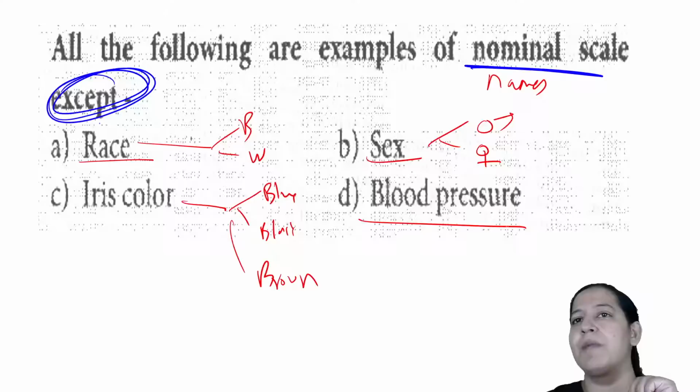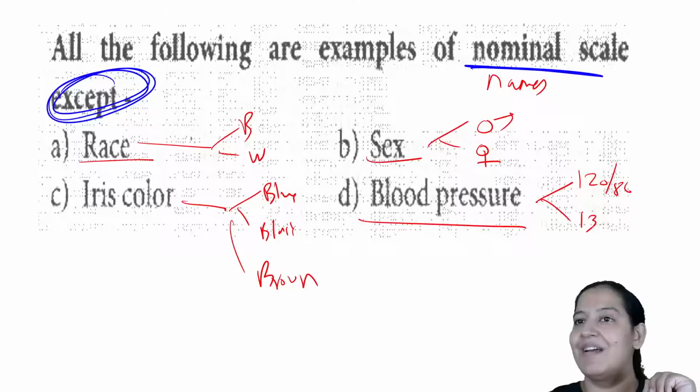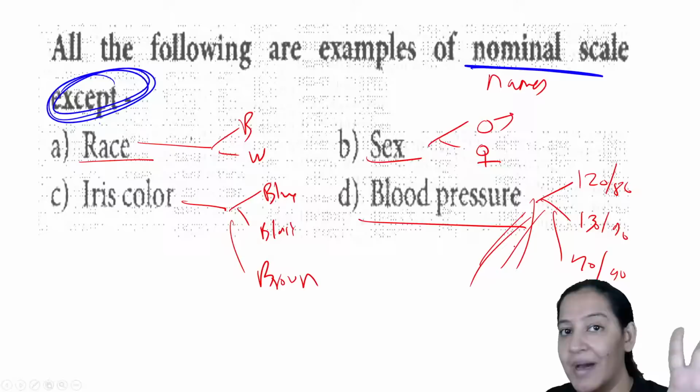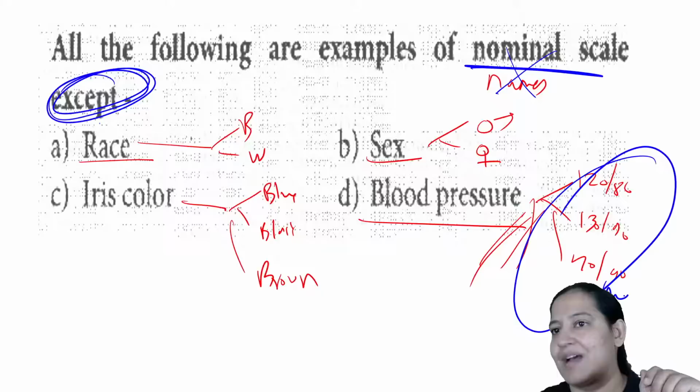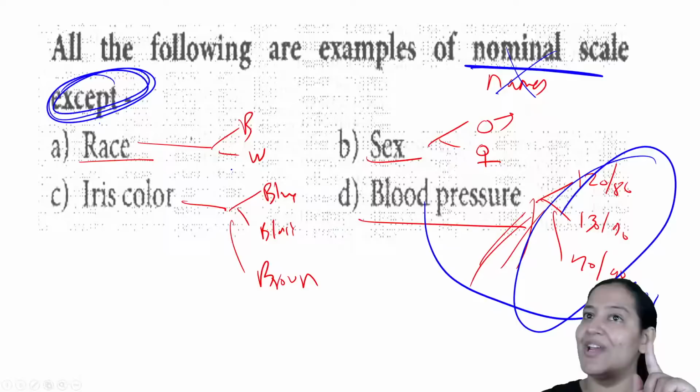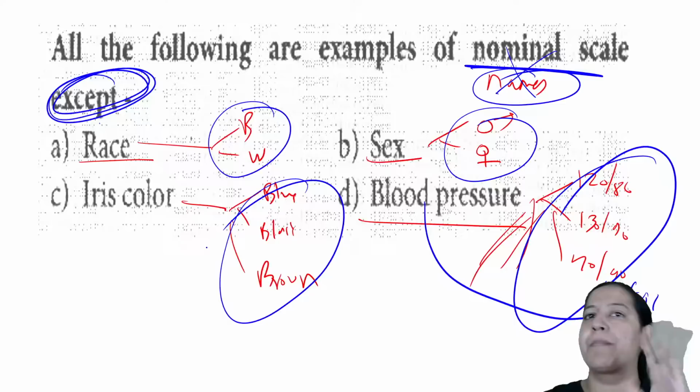But what is blood pressure? Blood pressure can be 120 by 80, 130 by 90, or 120 by 90. Any number is possible. So here, because it is a number, it will not be nominal. It will be metric. Yes, Logesh, you are right. Blood pressure is not nominal. The rest three are nominal, because nominal has names: black and white, male and female, blue, black and brown. These are names. But blood pressure will belong to metric.